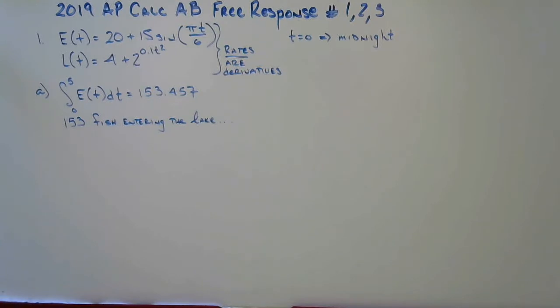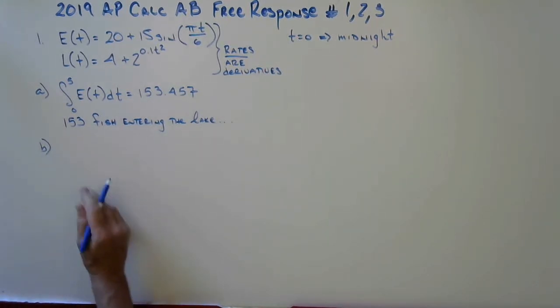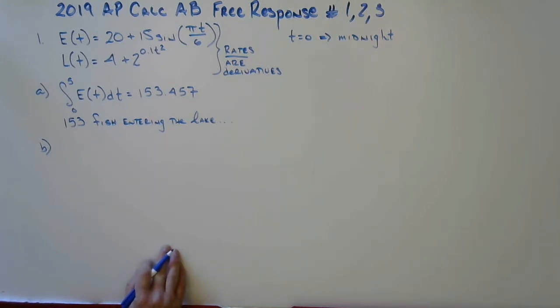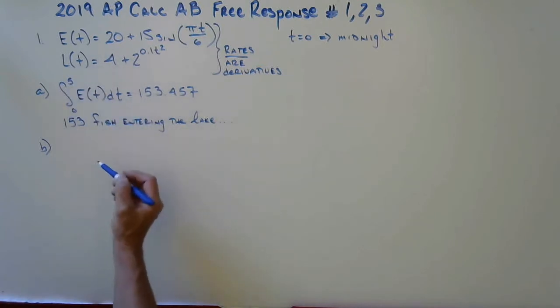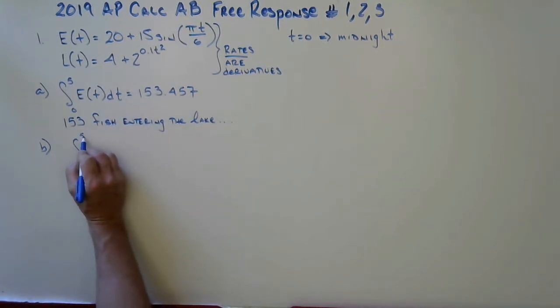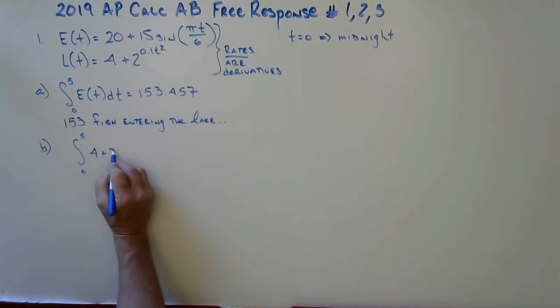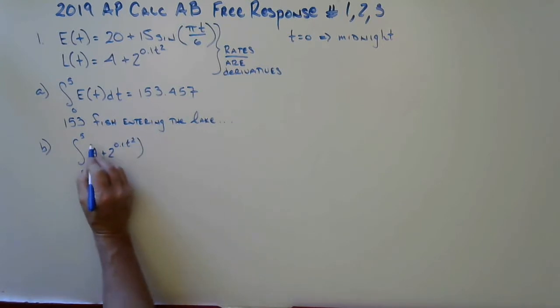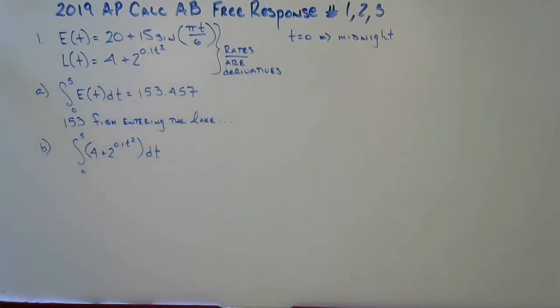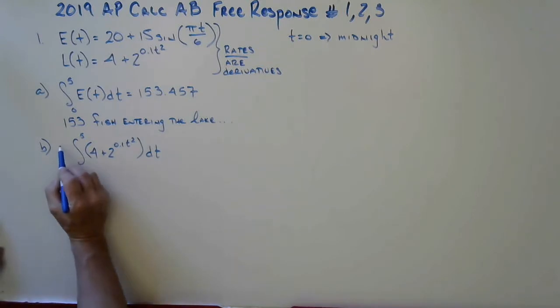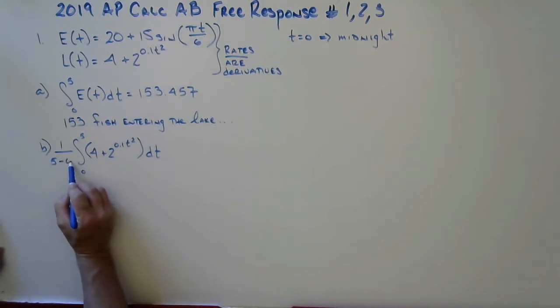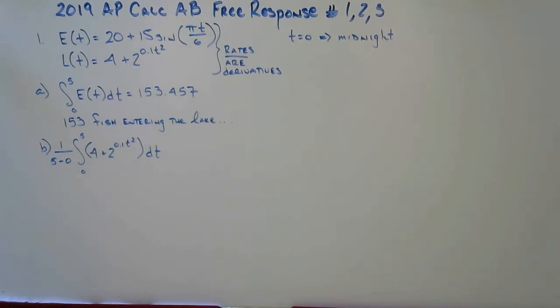Part B says, what's the average number of fish that leave the lake? So here we have to find the average value of a function. Remember, this is the rate at which they're leaving the lake. If we integrate 4 plus 2 to the 0.1 t squared dt between 0 and 5, that tells us the number of fish that left the lake. We want the average number of fish per hour over 5 hours, so we multiply by 1 over 5 minus 0, the average value of a function.